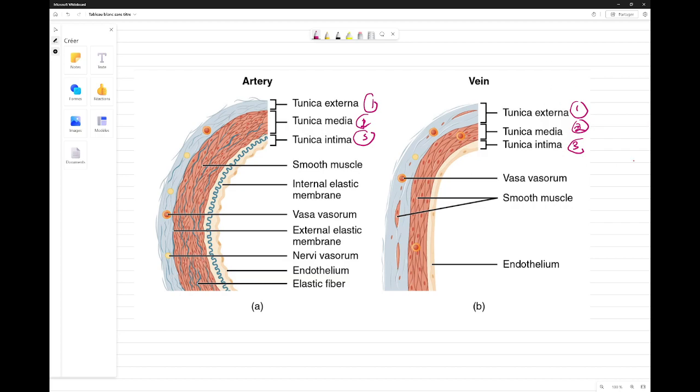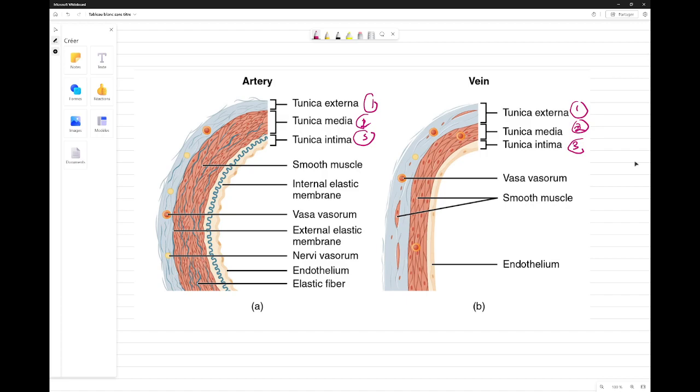So we have these three units, and all of them have these three different tunics. For the smooth muscle, we know that it is more prevalent within the artery than the vein, and its general function is to perform vasoconstriction or vasodilation. It also can help withstand the high pressure under which the blood is carried in the artery.